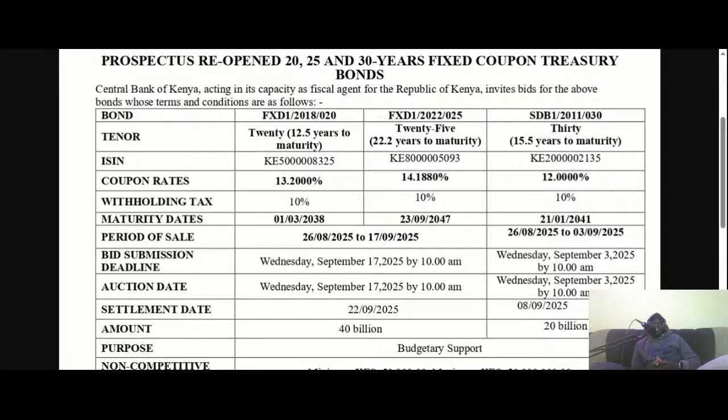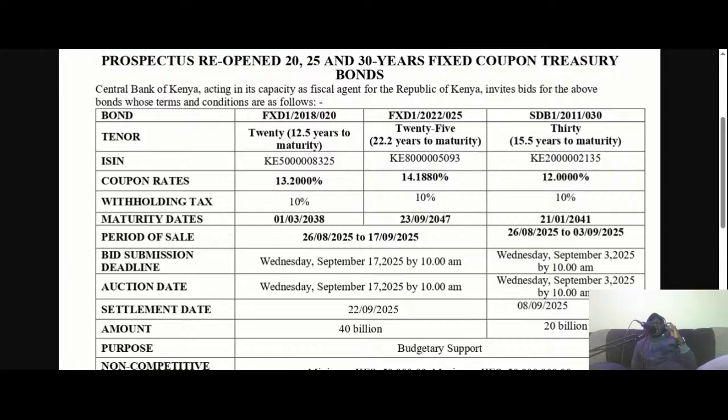You don't have to make any physical movement for you to invest in treasury bonds. Everything is being done online nowadays. Now, the settlement date of this particular bond is on 22nd of September 2025, and we say the settlement date is the day you ought to have sent your money to the Central Bank of Kenya. You see, the bids will close on the 17th, and the settlement date is at 22nd. So that period between 17th and 22nd, there are quite a number of activities that get to happen.